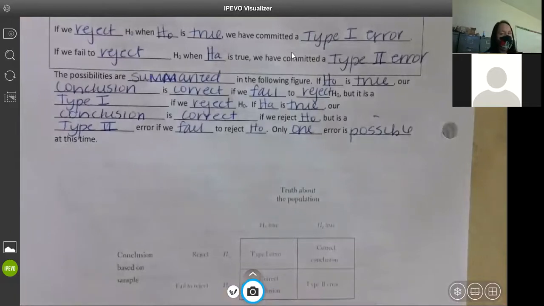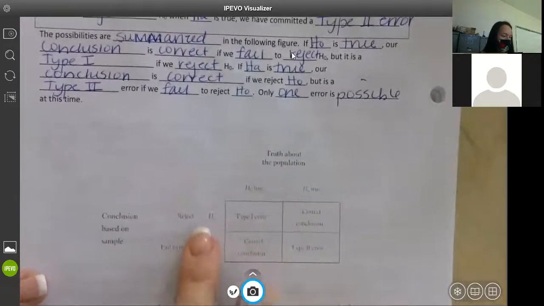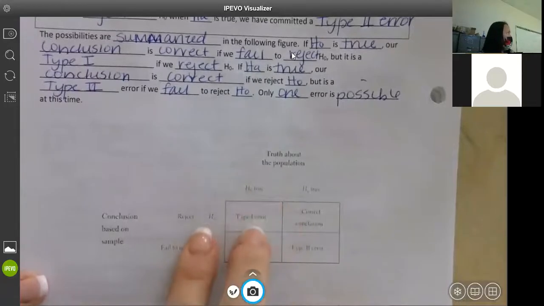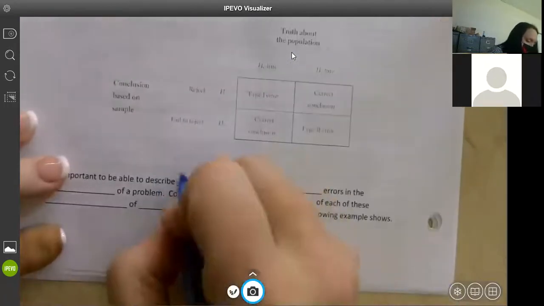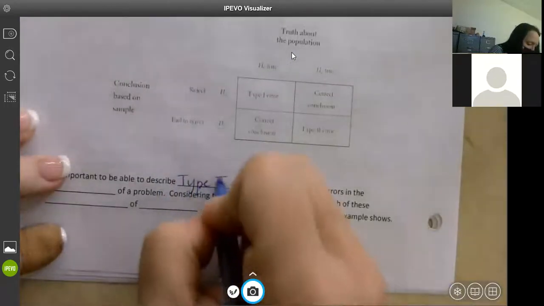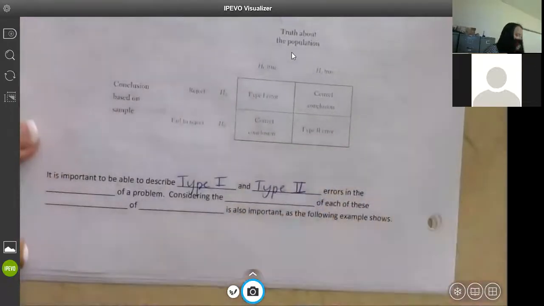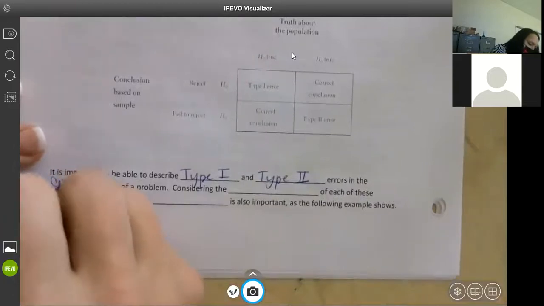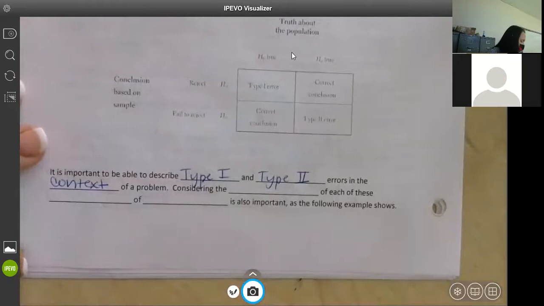And then it just gives you a little chart. So if you say that H sub O is wrong, but it's actually true, that's the type 1 error. Okay, so that's exactly how you read the chart. It's the same thing over and over again. It's important to be able to describe type 1 and type 2 errors in the context of the problem. And this is really simple. It's not hard at all.